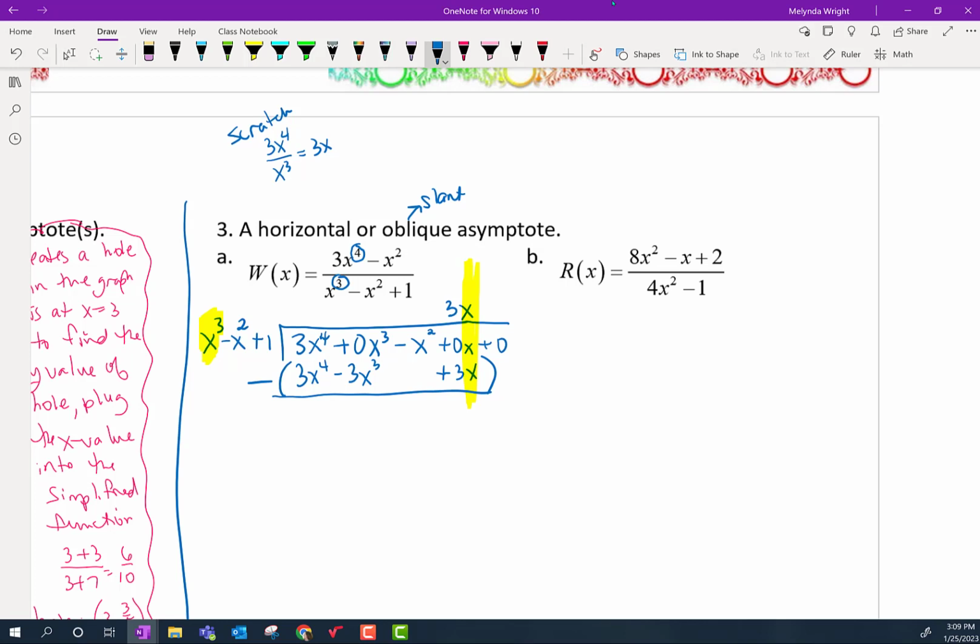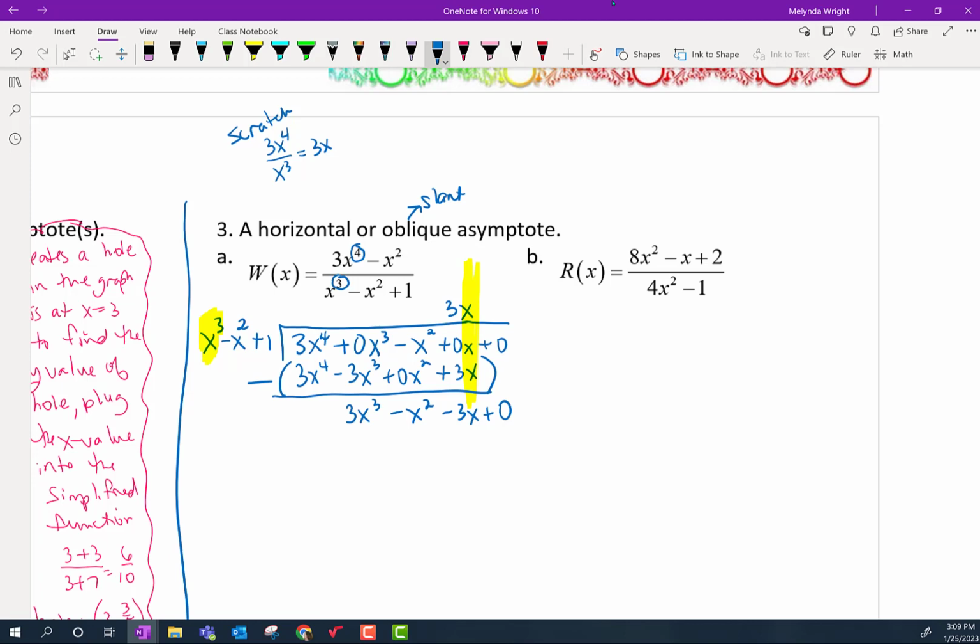0x cubed minus 3x cubed is a positive 3x cubed. Negative x squared minus 0 is negative x squared. If you would prefer to put a plus 0x squared there, you can, but you don't have to. You could leave it blank. 0x minus 3x is a negative 3x. And then I bring down the last term, which I didn't really have to because it's 0, but why not?